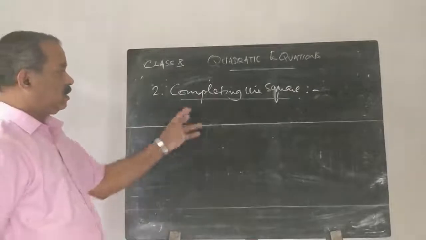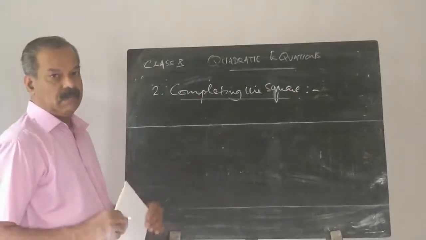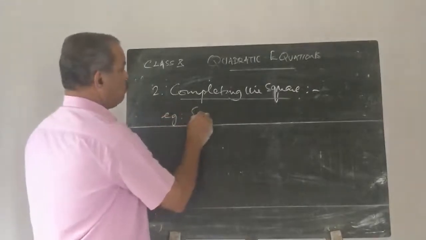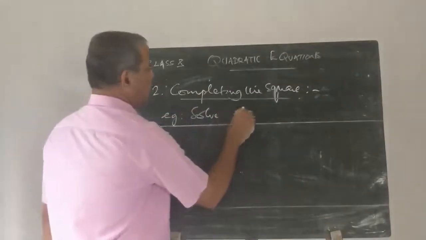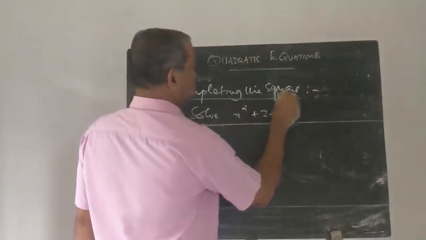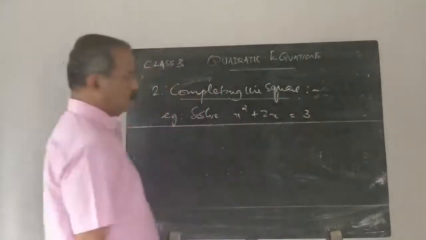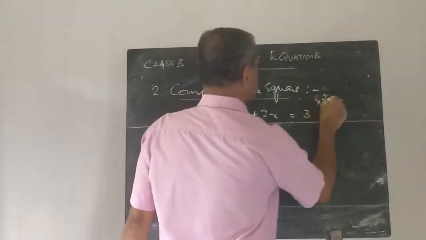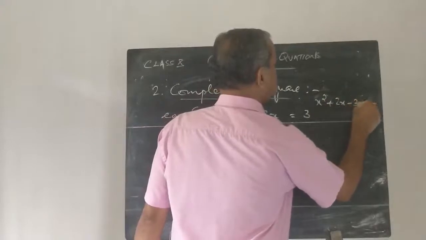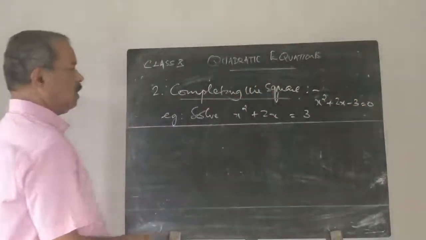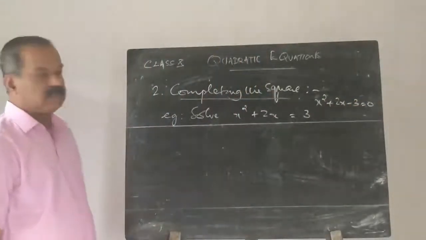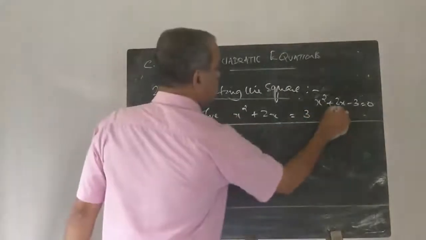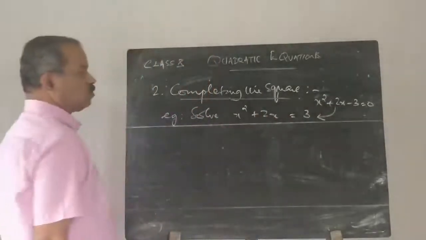Very, very important method: completing the square. See this example. Solve x square plus 2x minus 3 equal to 0. Consider this equation. This can be written in the form x square plus 2x equal to 3.